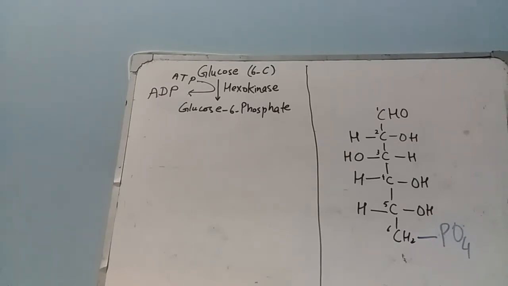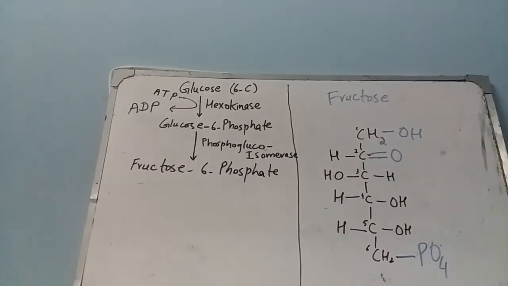In the next step, glucose 6 phosphate is converting into fructose 6 phosphate. Actually, glucose and fructose are isomers of each other. They have the same molecular formula but different structural formula. So the enzyme required here is an isomerase enzyme, and its name is phosphoglucoisomerase. And on the right side of the board, you can see the fructose 6 phosphate.